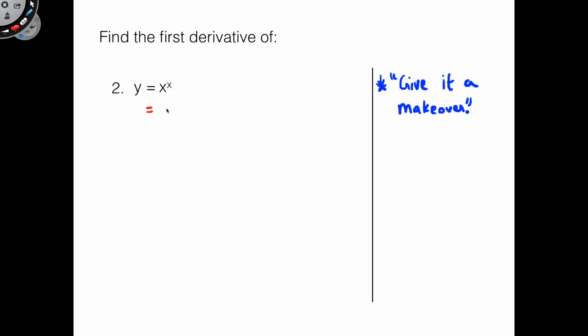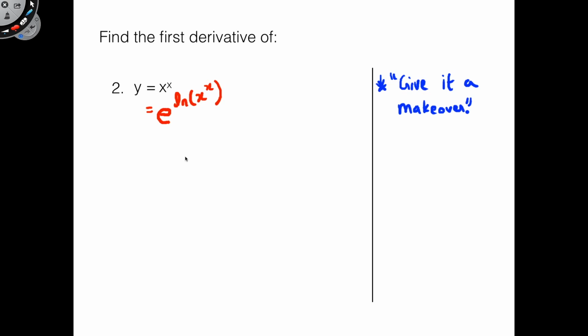I wouldn't expect you to come up with this the first time. I didn't. So what we're going to do is say, all right, let's make this e to the natural log of x to the x. Let's make that e to the natural log of x to the x.